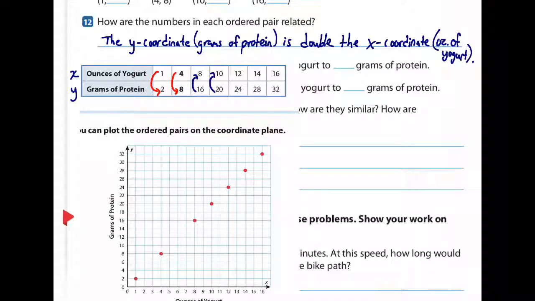Okay, you do not need those exact words, but you should be saying something along the lines that the grams of protein or the y coordinate or the second number is twice or double or 2 times the ounces of yogurt. Something along those lines. If you didn't have that one right, you could always pause it and fix it. All right, so now let's go on to number 13.